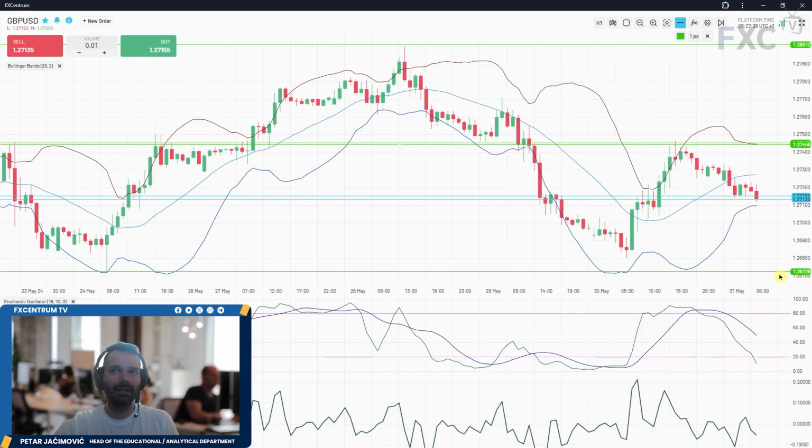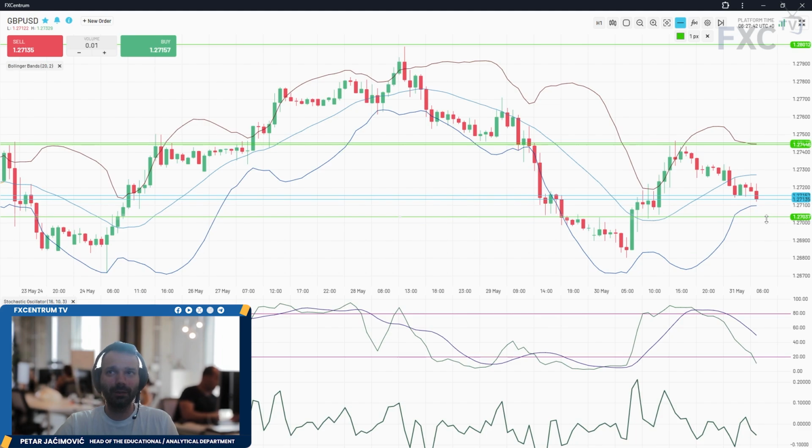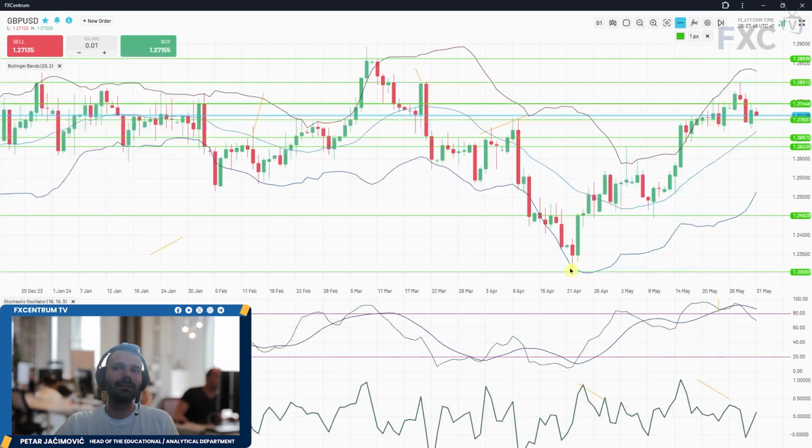And now we have a flat Bollinger Band, but if we can see the rebreak of the 1.2700 mark again and hold below, this can be quite a good sign for the downside movement in the daily time frame.